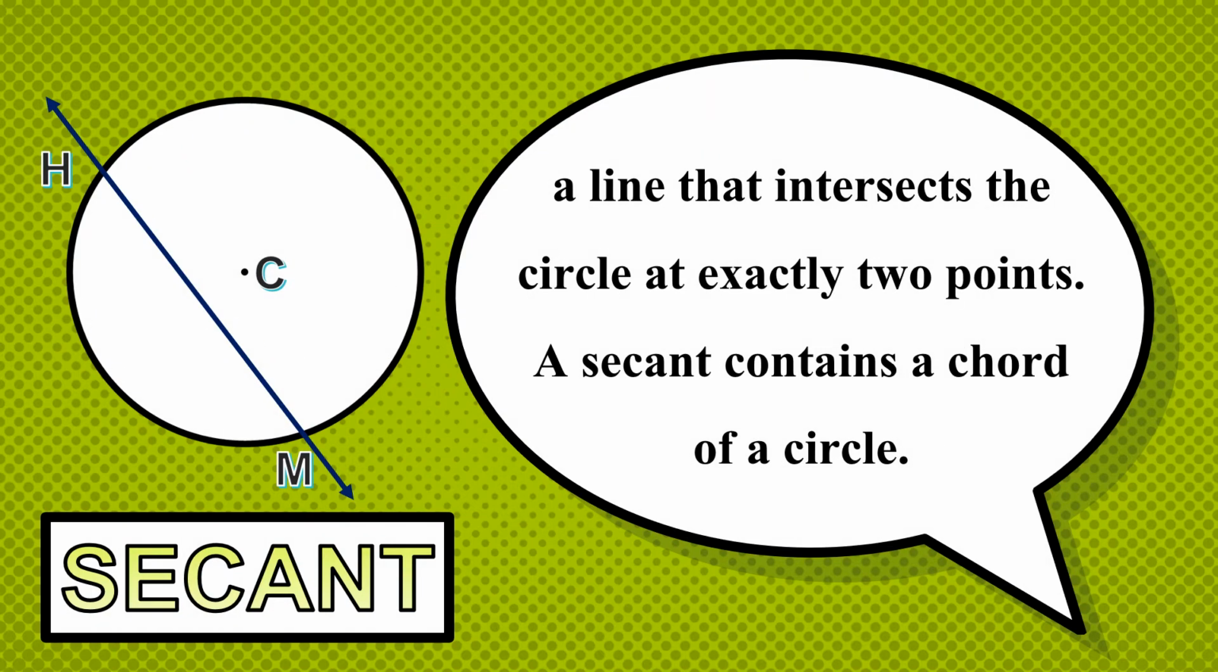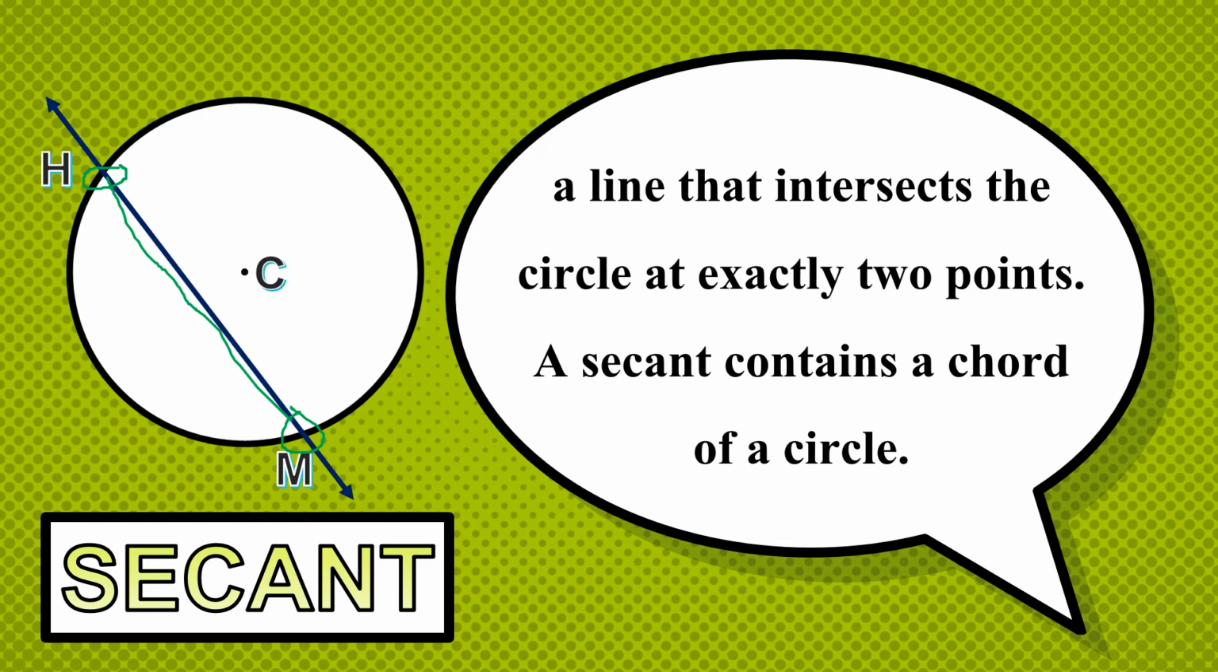Next, what is a secant? A secant is a line that intersects the circle at exactly 2 points. A secant contains a chord of the circle. Kaya sinabing chord kasi mula dito, yan, hanggang dito, yan ay isang chord. Pero siya ay line dahil meron siyang arrow sa magkabilang dulo, straight line. Tinatawag yung secant. Dalawang beses siyang nagtatouch sa circle.